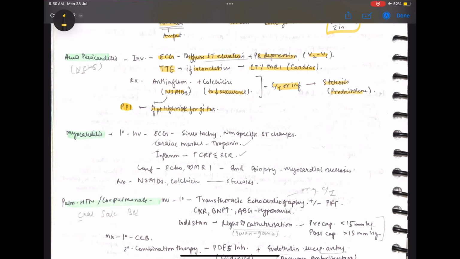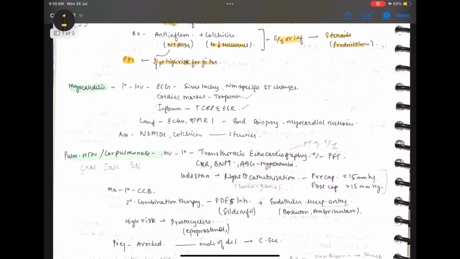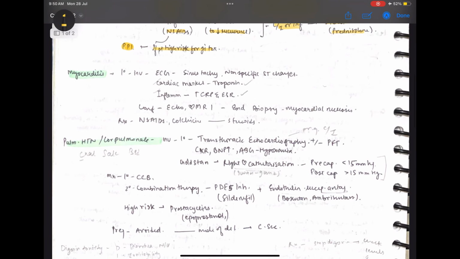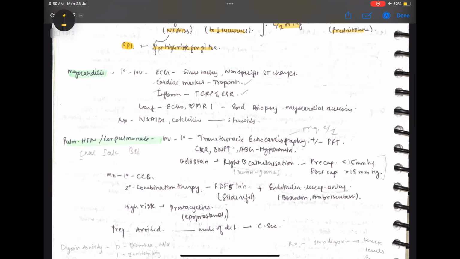Then the next topic is myocarditis. It is basically the inflammation of the heart muscle itself. Now there could be multiple reasons like Coxsackie B virus or adenovirus. It can also be autoimmune or because of some drugs or idiopathic. Now the symptoms can range from mild chest discomfort to acute heart failure or sudden death.